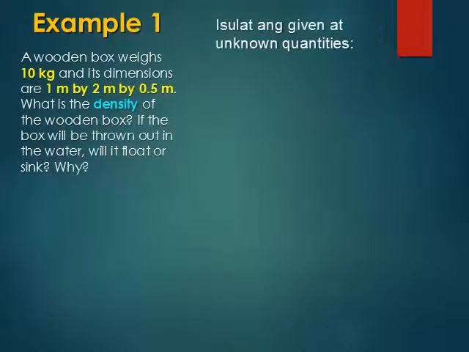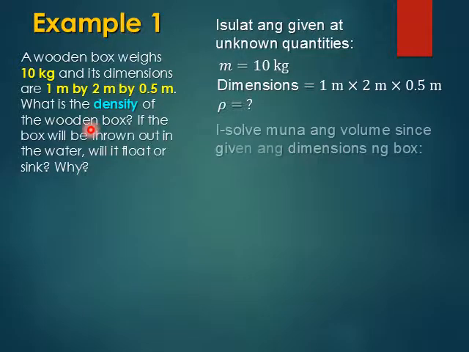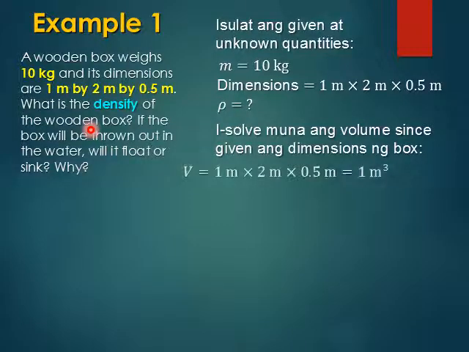Okay, so first, ilista muna natin lahat ng given and the unknown quantities. So, you have the mass na 10 kilograms, and then you have the dimensions of the wooden box, which is 1 meter by 2 meters by 0.5 meters. And then, we will look for the value of the density. Kasi yun ang unang tanong, what is the density of the box? So, first, kailangan muna natin isolve yung volume. So, since given tayo ng dimensions, ang gagawin lang natin, multiply lang natin yung tatlong dimensions. So, you have 1 meter times 2 meters times 0.5 meter. So, you have 1 cubic meter.